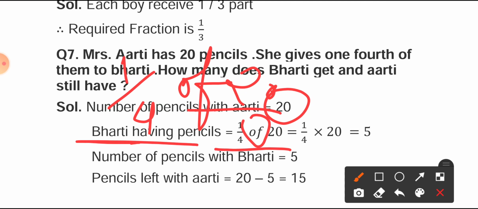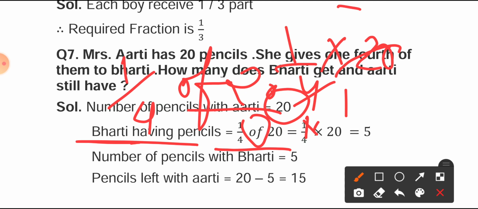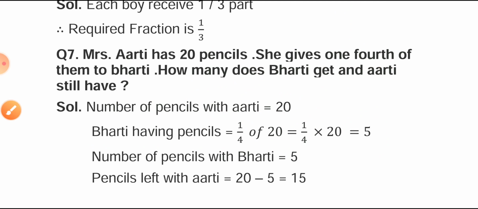And what is the meaning of "of" here? Multiplication. So 1/4 multiplied by 20. So 4 ones are 4, 4 fives are 20. It means out of 20 pencils, she has given 5 pencils to Bharti. So the number of pencils with Bharti is equal to 5. If she has given 5 pencils from 20, then how many pencils are left with her? So pencils left with Aarti will be 20 minus the number of pencils she has given to Bharti. So 20 minus 5, which is equal to 15.